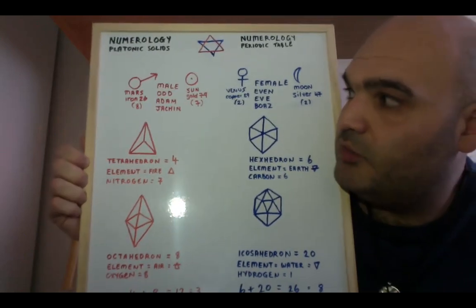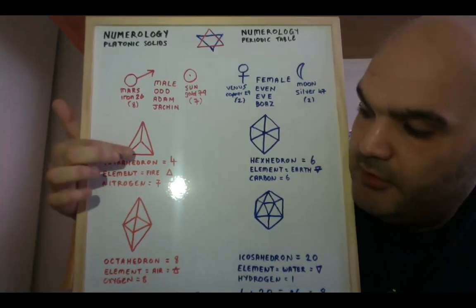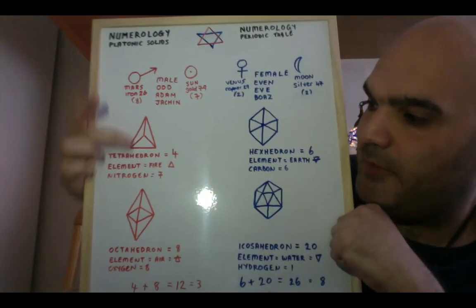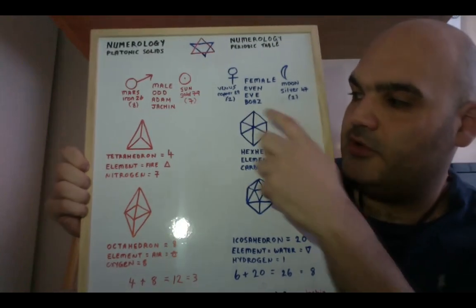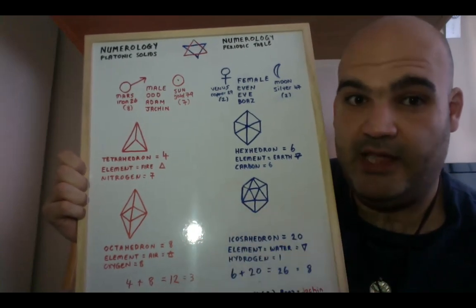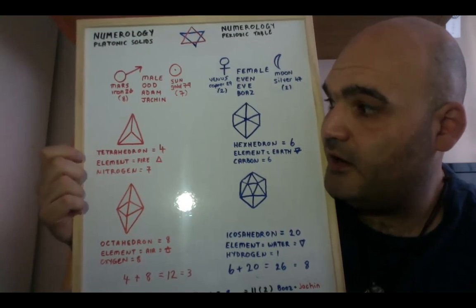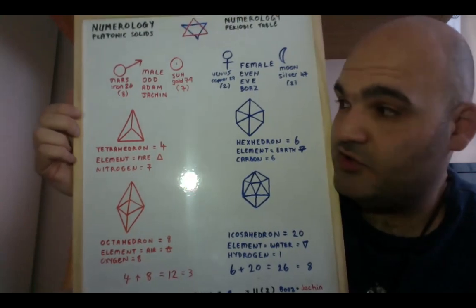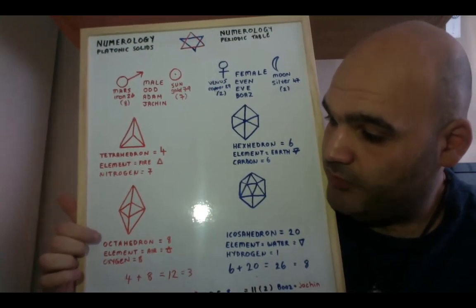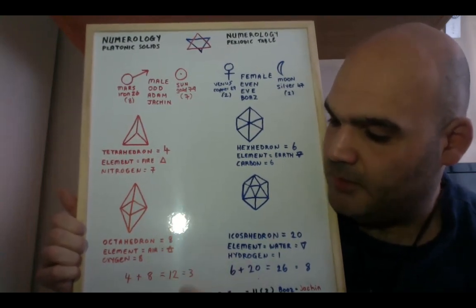So what we're going to do is add up the numbers of the Platonic solids, the masculine ones, and then add up the numbers of the feminine ones and bring them together, and then see what number we get out of that. So the tetrahedron, which corresponds with the element of fire, is a four-sided shape. And air, which corresponds with octahedron, is an eight-sided shape. So when you add 4 and 8, you get the number 12.